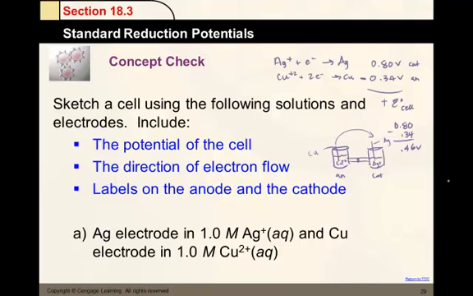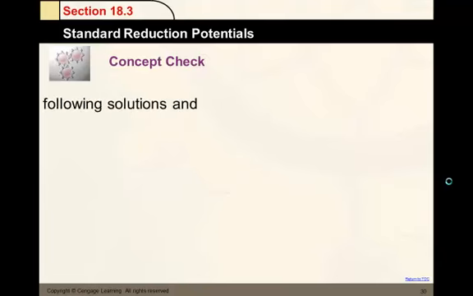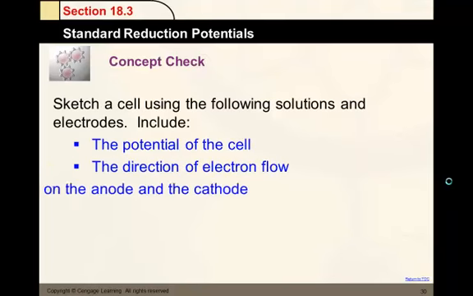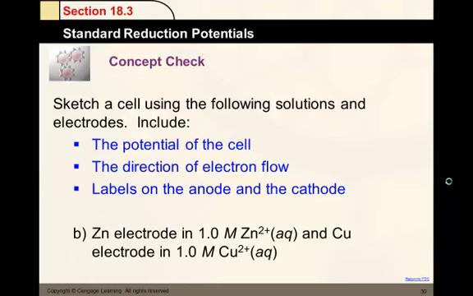So that has 0.46 volts. Let's try this one. Right, zinc electrode in 1 molar zinc and copper electrode in 1 molar copper. So again, we're looking for zinc and copper. So let's find zinc, and I'm going to look for, these are slightly more reactive metals. I see the zinc plus 2. Whoops, and I'm not going to do that.